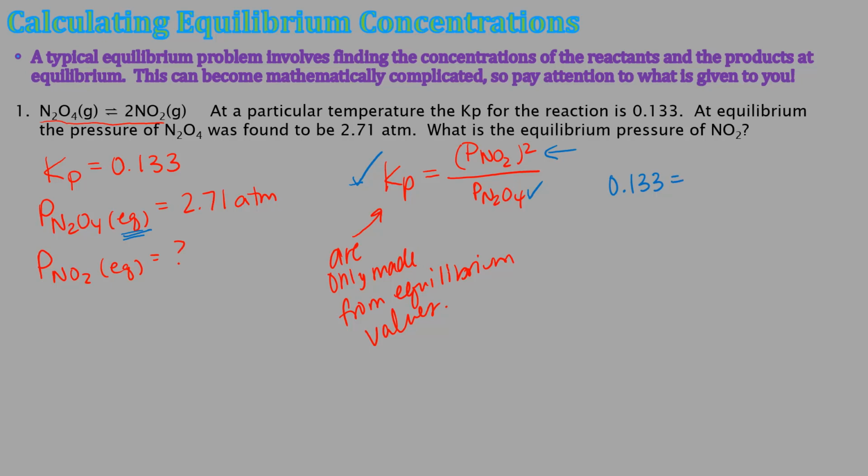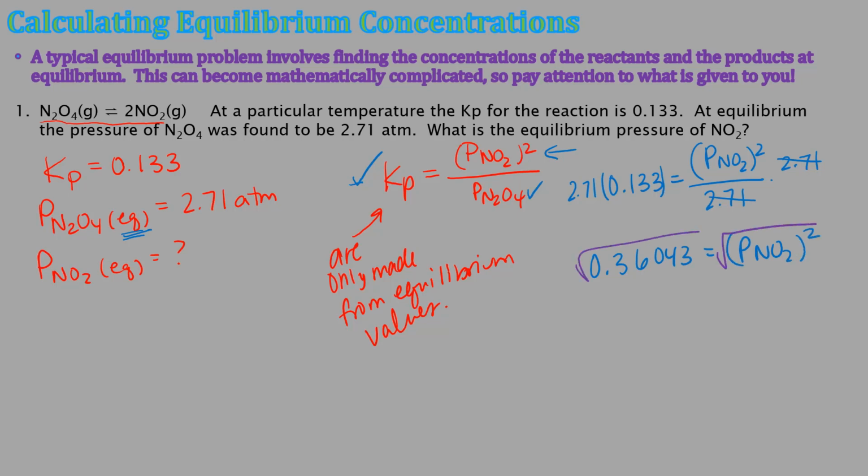So if I plug everything into my equilibrium expression, I have 0.133 equal to the pressure of NO2 squared divided by 2.71. To solve for the pressure of NO2, I multiply both sides by 2.71. That gets rid of the denominator, and I get 0.36043 equal to the pressure of NO2 squared. Then I take the square root of both sides to get rid of the square, and my answer ends up being 0.6 atm.